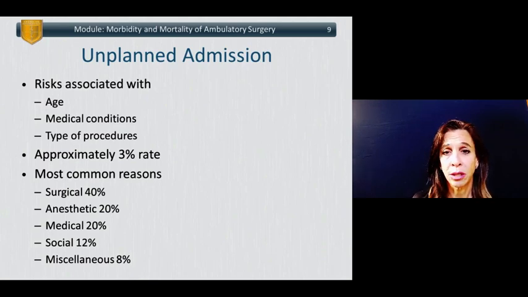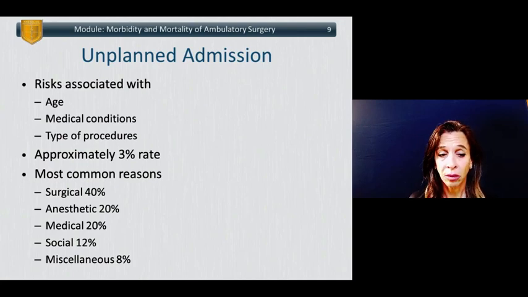So looking at the risk of unplanned admissions, which is typically more common and more pertinent to ambulatory surgery centers, since we do know that the risk of mortality is quite low. The risk of unplanned admissions is associated with the age of the patient, underlying medical conditions, and the type of procedures performed. There's an approximately 3% risk of unplanned admissions, and the most common reasons are surgical, 40%.